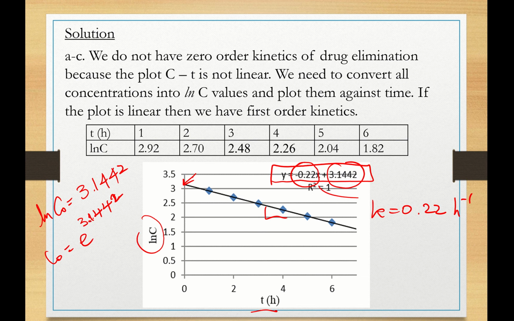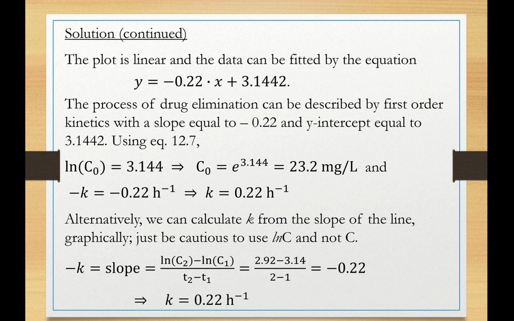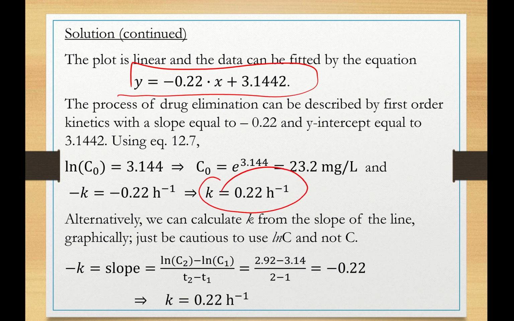Now, to determine the half-life, that's easy because I don't need the concentration to do that. That would be ln 2 over K. Okay, simple as that, and essentially you're done. So here we are. This is my best fit equation, so the K is 0.22 per hour. And you could have determined K from the slope.